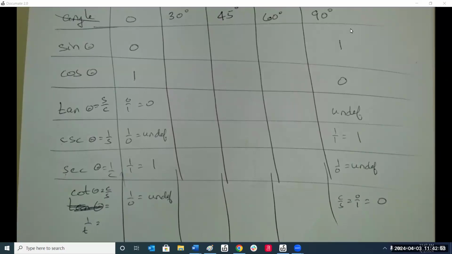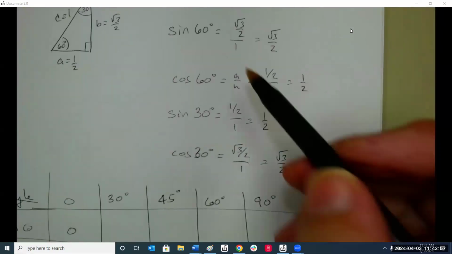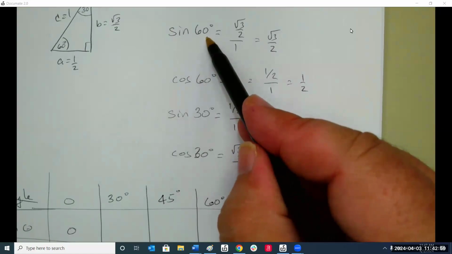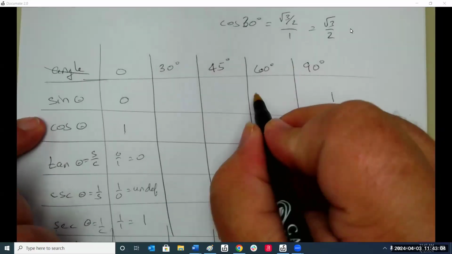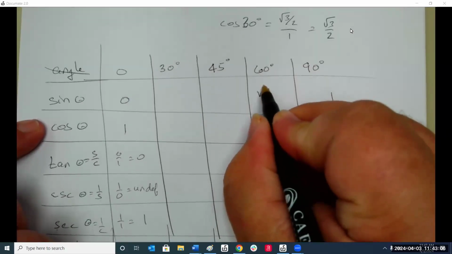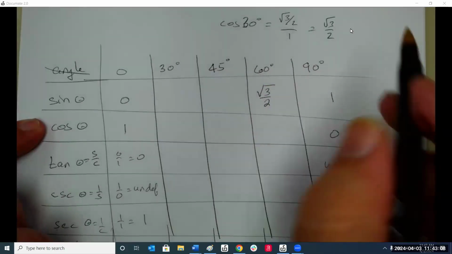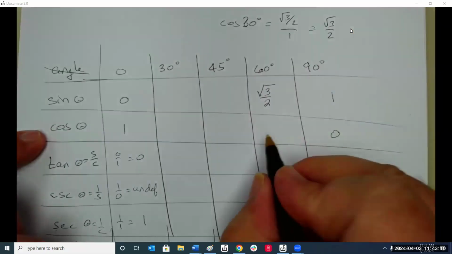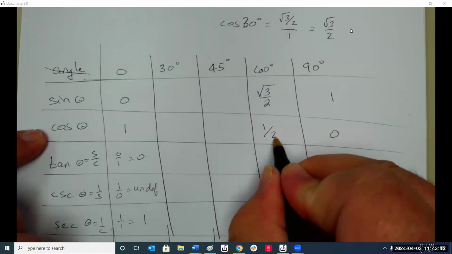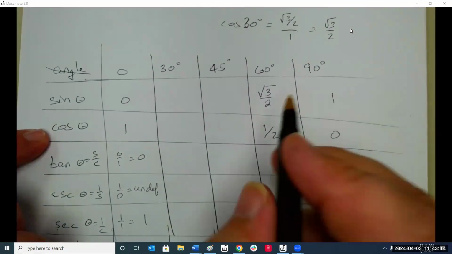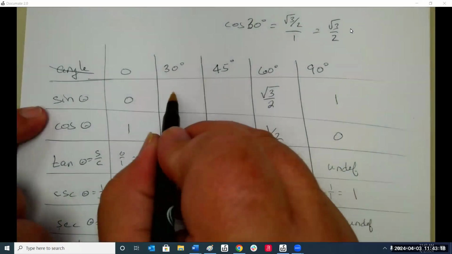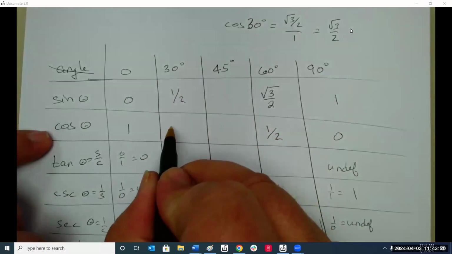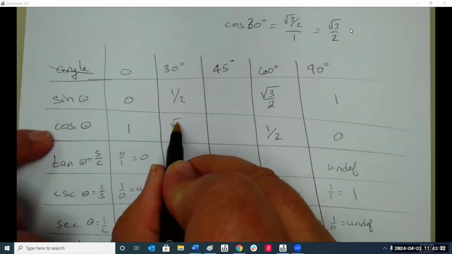So let's put our 30 and 60-degree angles in there. We just did. Sine at 60 degrees is square root of 3 over 2. Cosine at 60 degrees is 1/2. And again, they're opposites. So sine at 30 is going to be 1/2. Cosine at 30 is going to be square root of 3 over 2.